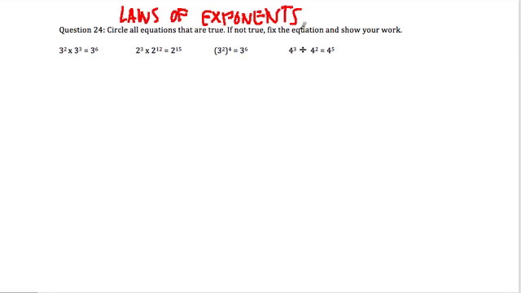So this is a pretty open-ended question. We can fix them any way we want. I'm going to take a conventional approach and work with that. So in the first problem, it says 3 squared, I'll write it larger here, 3 squared times 3 to the third equals 3 to the sixth.